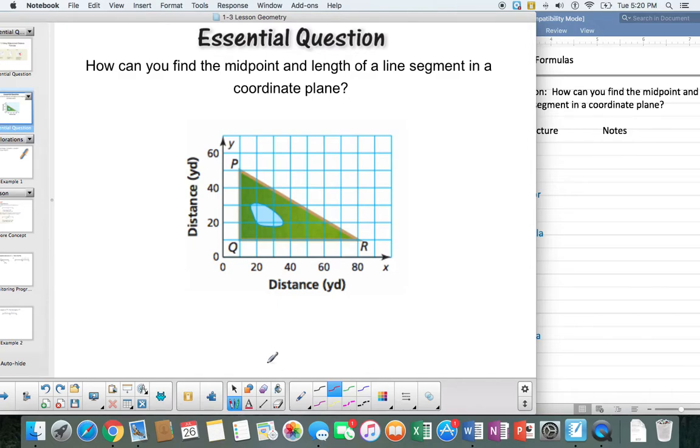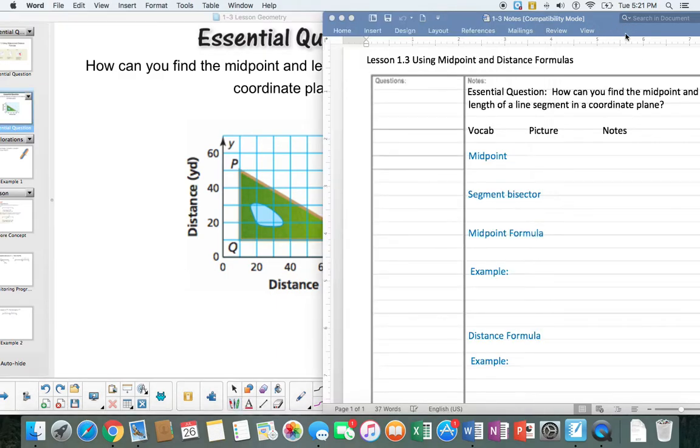Our essential question: how can you find the midpoint and length of a segment in a coordinate plane? Before we go any further, make sure you set up your notebook, the heading of the notes, the essential questions, and here you can see a list of vocabulary words and spots for formulas. You can stop the screencast at any time to copy down the notes and then resume when you are ready.